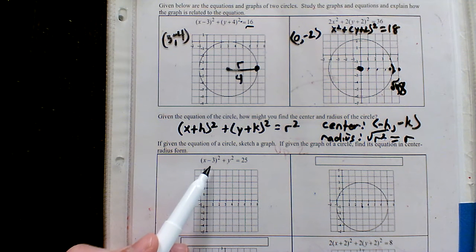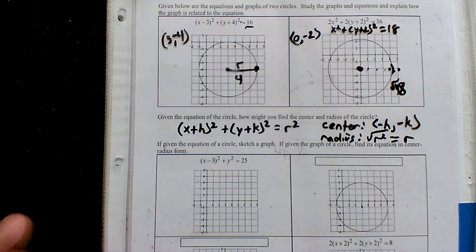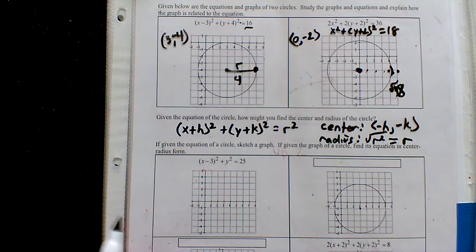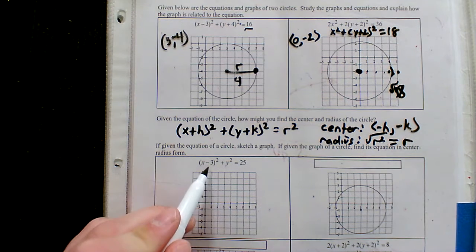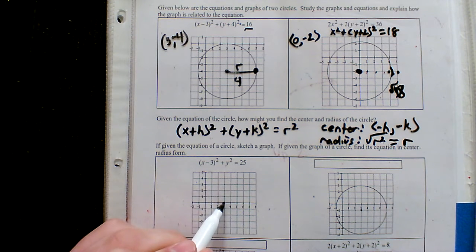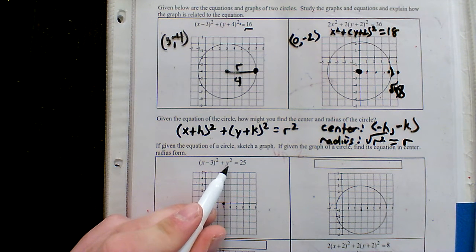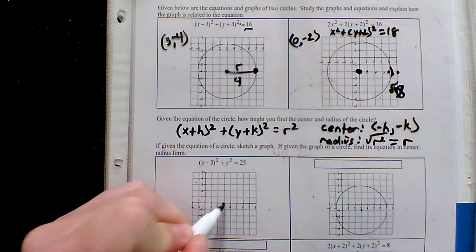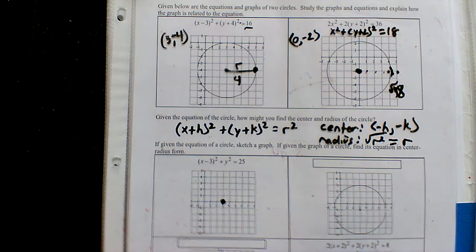So in this one, we're given the formula. Where would the center of my circle be? Yeah, you take the opposite of the x, so we know we're going over to 3. And then what's the value with the y? Well, it's just 0. There's nothing there, so 3, 0. That's the center.